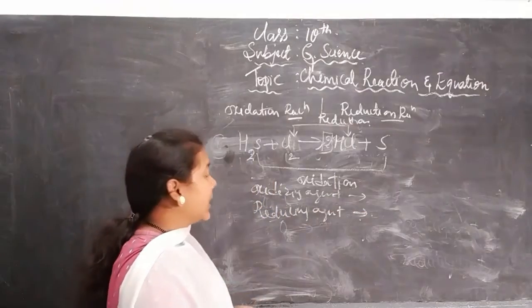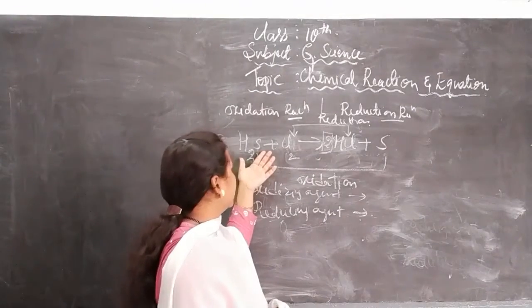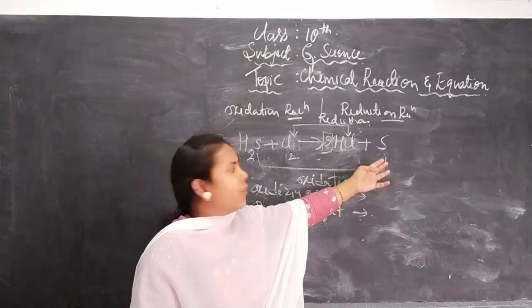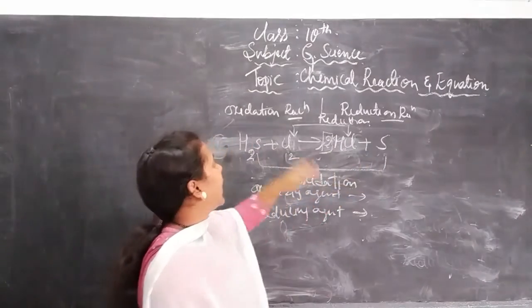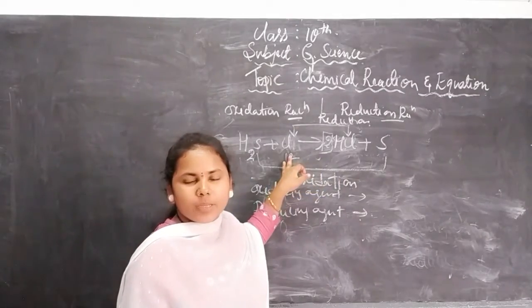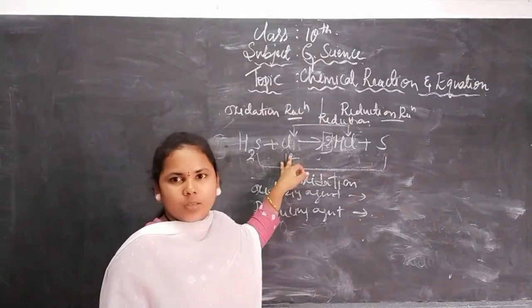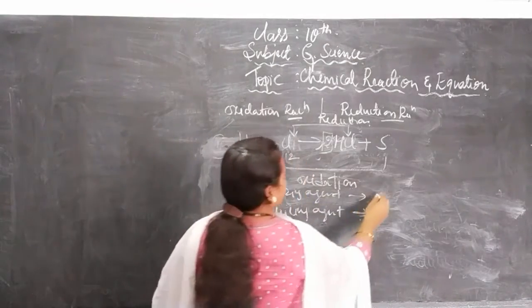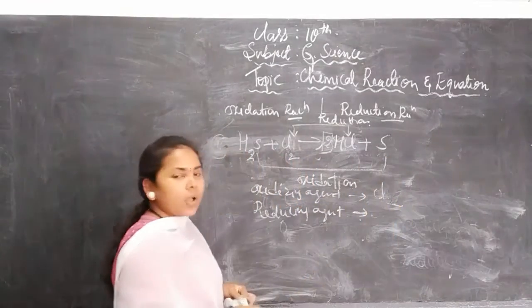Hydrogen is removed from sulfur, so it gets oxidized and forms sulfur. Chlorine is going to help it become oxidized, that means removal of hydrogen. Understand? Hence, the oxidizing agent is nothing but chlorine. The chlorine is what we call the oxidizing agent.